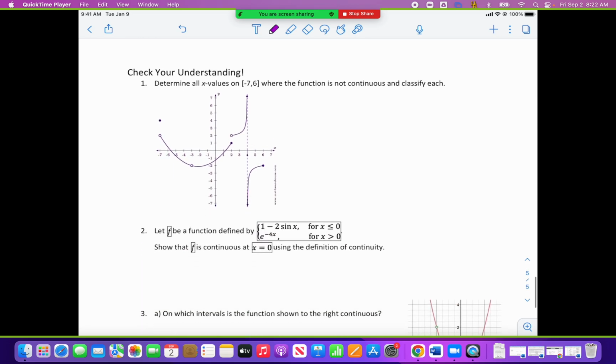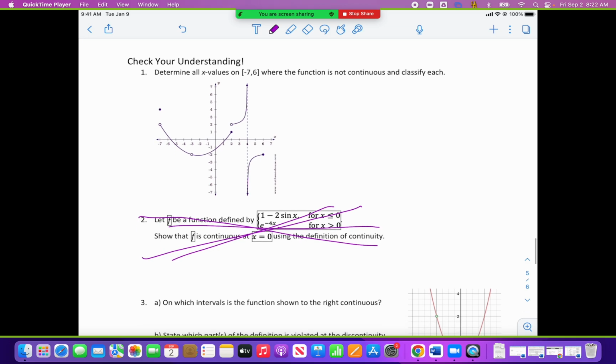All right, so number 2, we actually did this one. So that's just a typo on my part. So here's 2 problems we're going to look at. It says in number 1, determine all x values from -7 to 6 where the function is not continuous. Did we do that one? No, it's a little bit different from the other one.